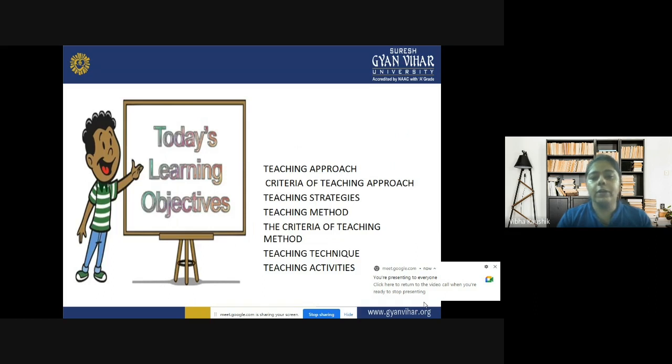You will be able to understand the concept of teaching approach, the different criteria of teaching approach, teaching strategies, what the different teaching strategies are, teaching methods, what we mean by teaching methods, the different criteria of teaching methods, teaching techniques, and teaching activities.